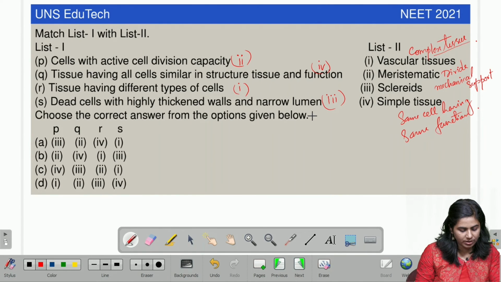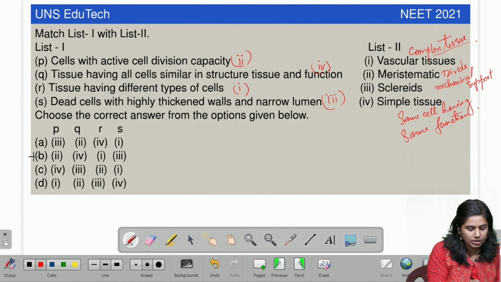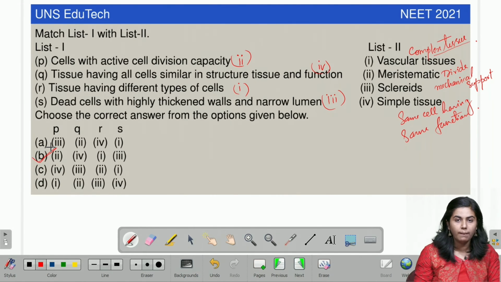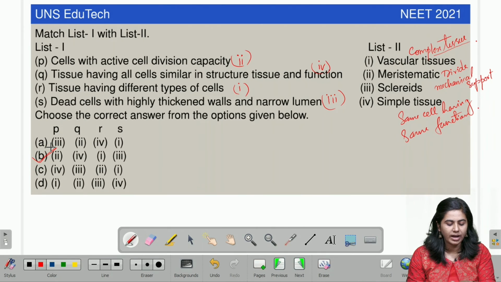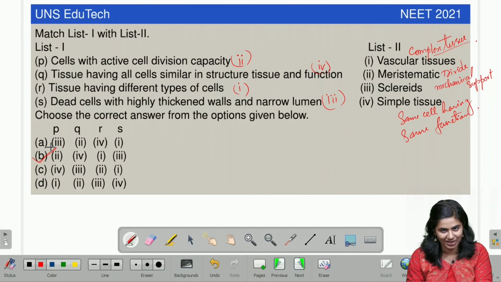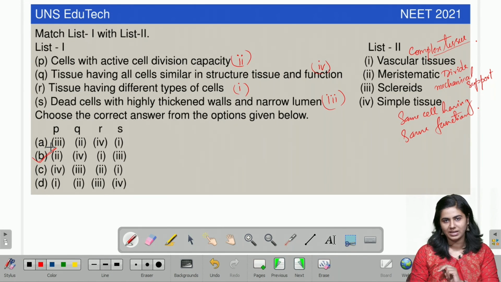Right. So you can find out the answer. P goes with 2, then 4, 1 and 3. So here the correct option is B. Cells with active division are meristematic tissue, tissue having cells of similar structure and function is simple tissue, and tissue having different types of cells is vascular tissue, also known as complex tissue. And finally, dead cells are mostly sclerenchymatous cells which give mechanical support.